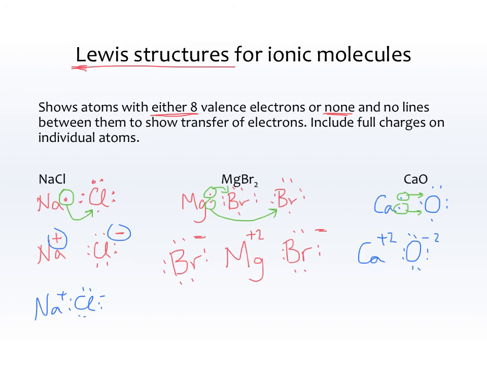That does not mean that calcium doesn't have any electrons. It actually has a full outer energy level. We just don't draw any there to show that it has lost its electrons to oxygen. Okay, that's all you need to know for ionic molecules. Join me next time for covalent.